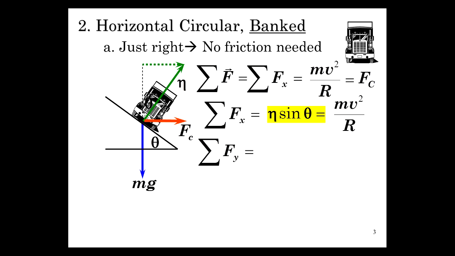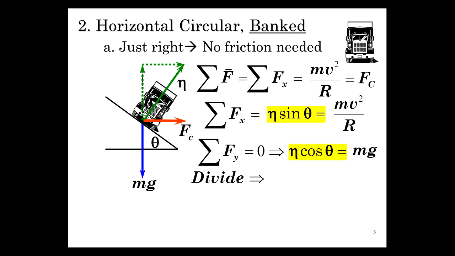If we consider the vertical forces, they all cancel. There's no vertical acceleration, so it's 0. We have the vertical part of the normal force and mg that are equal and opposite. So normal cosine of theta is mg.